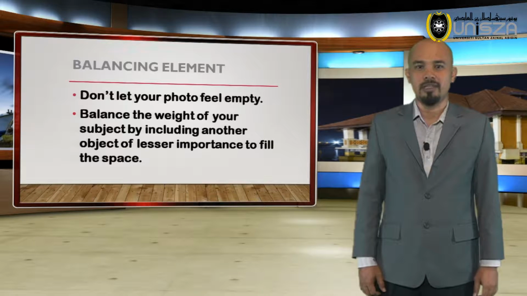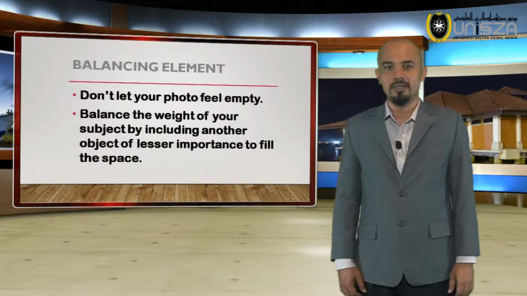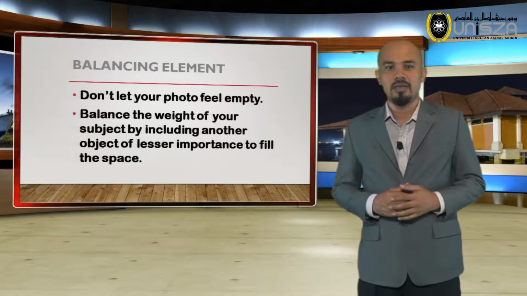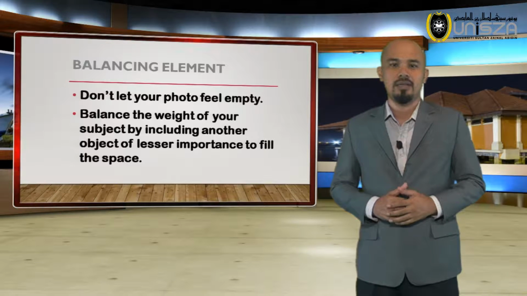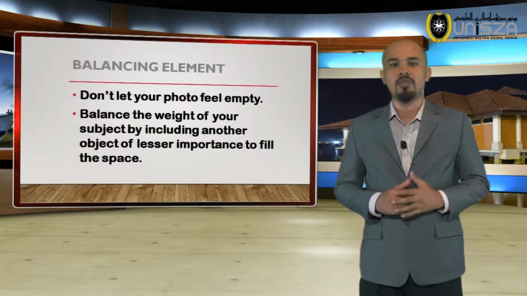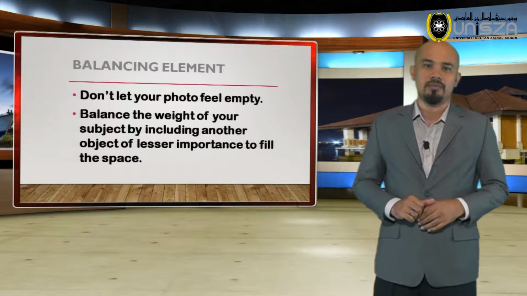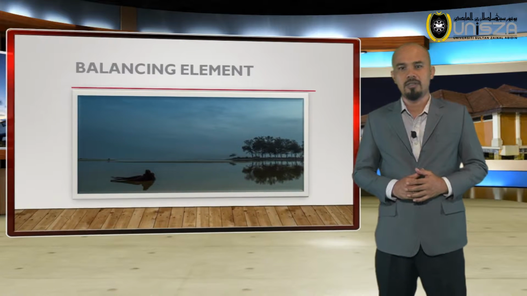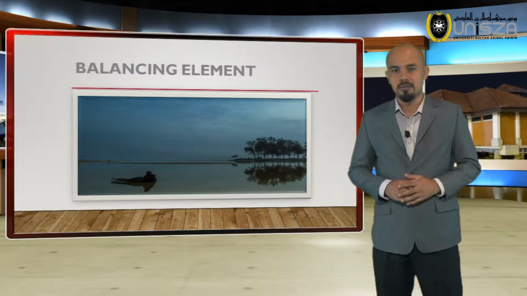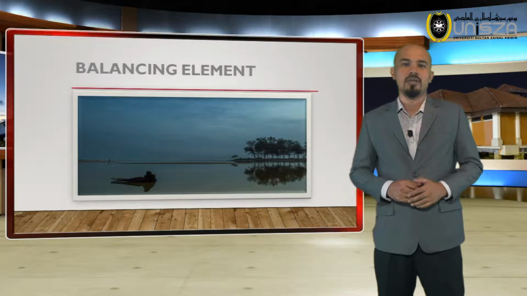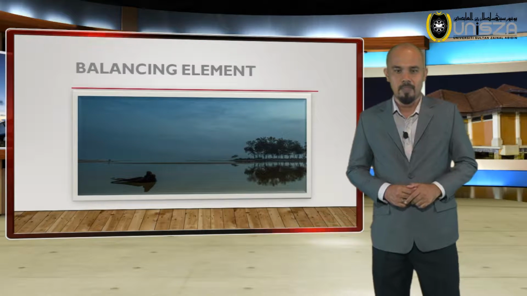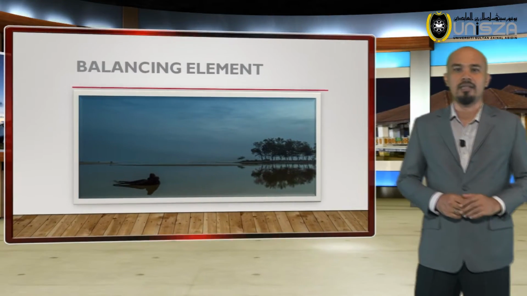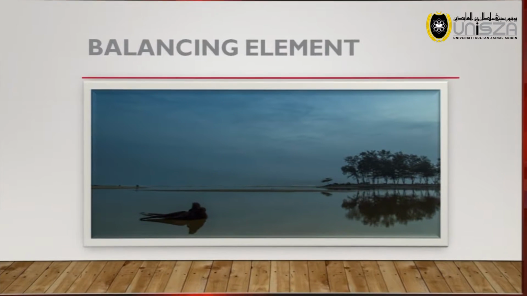Placing your main subject off center, as with the rule of thirds, creates a more interesting photo, but it can leave a void in the scene which can make it feel empty. This will be an unbalanced and most likely an uninteresting image. You should balance the weight of your subject by including another subject of lesser importance to fill the space. Here, the visual weight of the timber is balanced by the trees on the other side of the shot.